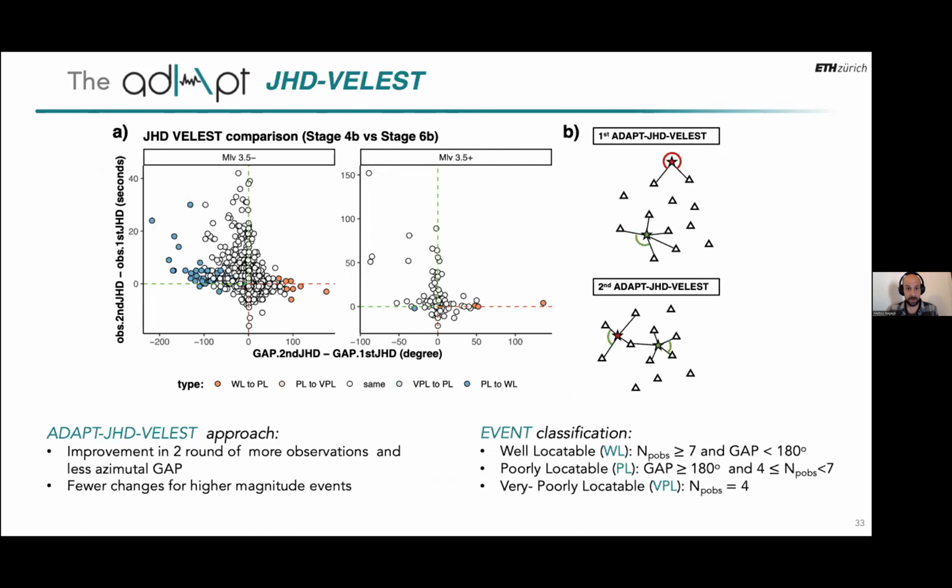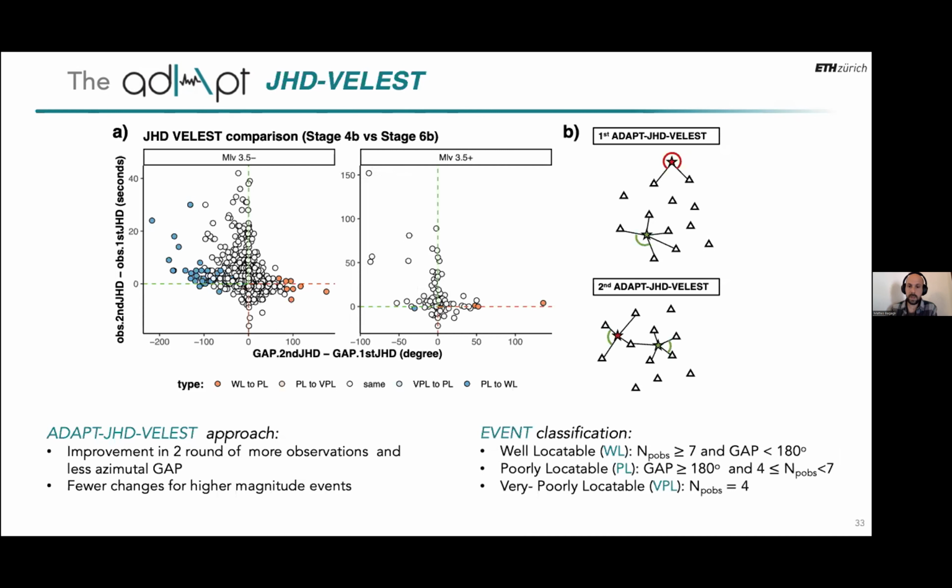After the picking, the joint hypocenter determination comes into play. It is actually used mainly as a filtering tool, both at an observation level and also at an event level.